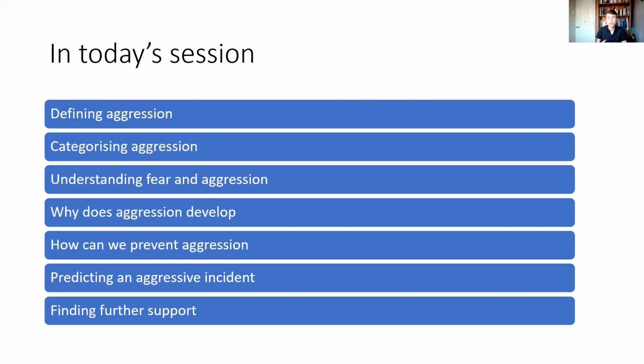And then we're going to look at how we can predict an aggressive incident when it might occur, or if it might occur. And then we're finally going to have a look at where you can find further support, if you are experiencing aggression in your dog, or if you're looking for more resources on learning about aggression and learning more yourself.